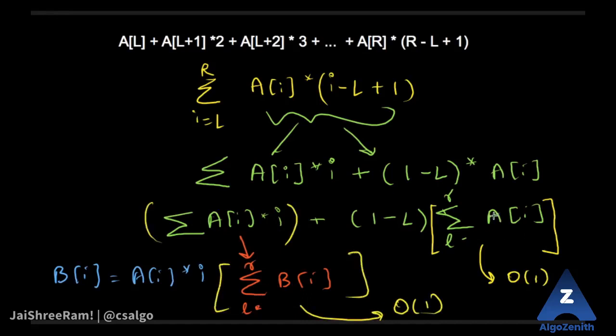So we pre-build a prefix sum for A and get the sum of this in order 1, multiplied with this number 1 minus L, that is for this query. Then for the b of I part we also maintain a prefix sum, get this sum in order 1 and add them together to get the answer for the original question. So you can get this answer from this expression, and we just use the prefix sums in this.